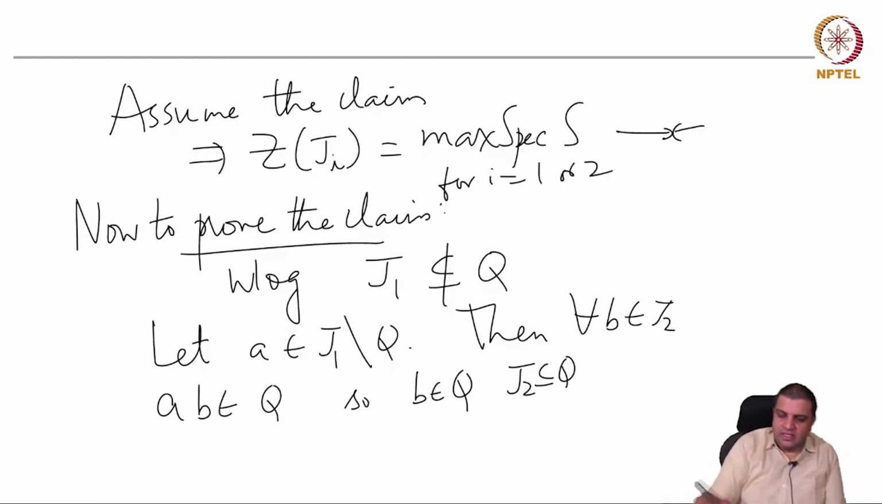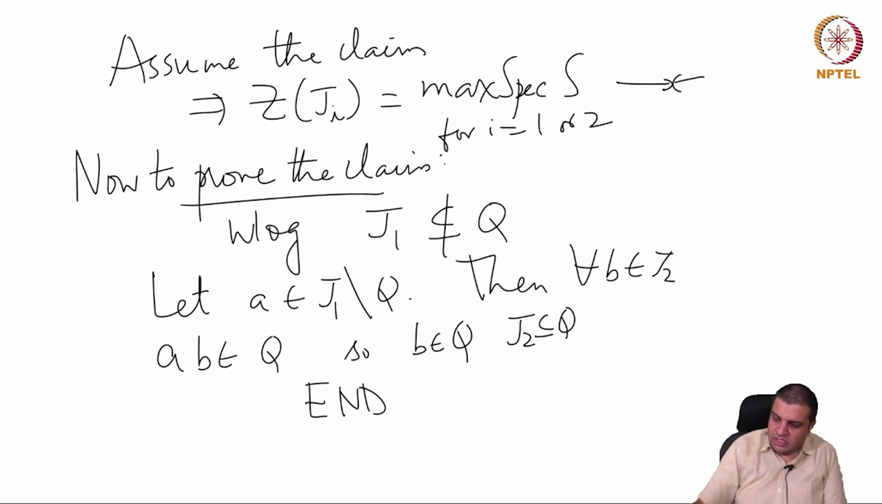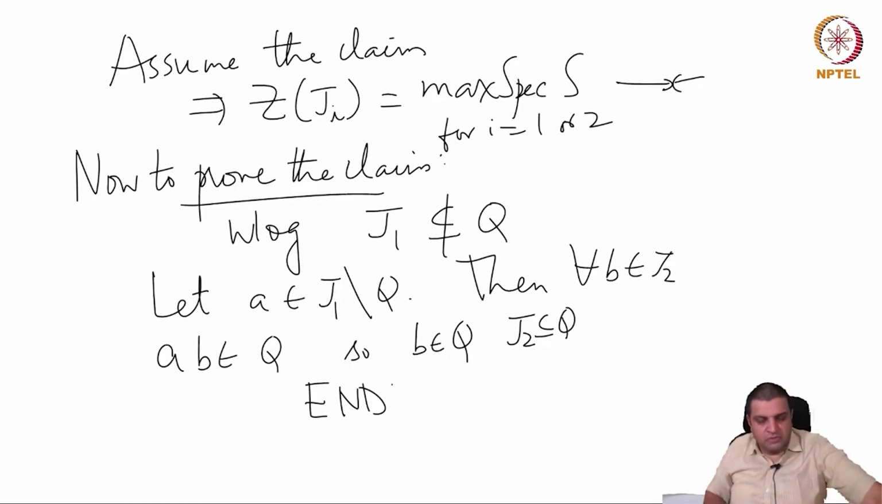So it then remains to prove the claim, and the claim is quite straightforward. All that it uses is that there is one element inside J1 not in Q, therefore every element of J2 should be inside Q. So this is the end of this lecture.